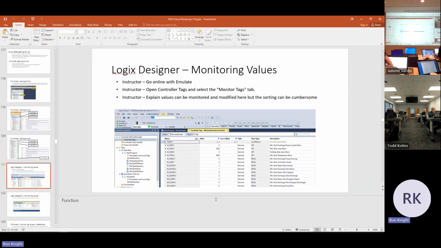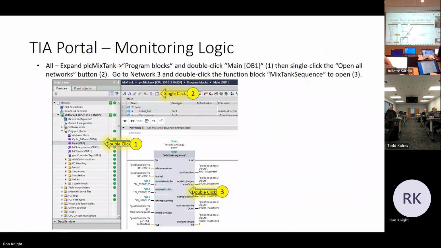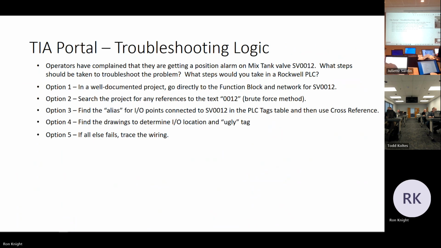All right, so let's do a real world example here. Some searches and cross references. So operators have complained that they are getting a position alarm on mixed tank valve 12. That's the discharge valve. What steps should be taken to troubleshoot the problem? And what steps would you take in a Rockwell PLC? All right, so the operator knows it's valve 12. They give us that. So how would we approach this?